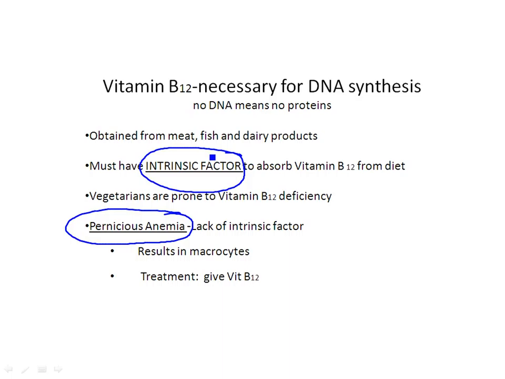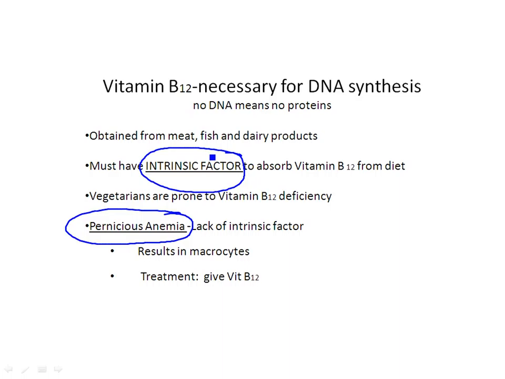And you say, oh, okay, well, how would we treat that? Well, we'll just take more vitamin B12. No, that's not going to work because you still can't absorb it. You've got to bypass that absorption route. And so what you do for the treatment of people with pernicious anemia is you give them vitamin B12 shots. Then it goes right into the bloodstream. You don't have to absorb it through the gastric mucosa. You don't need that intrinsic factor, and you can kind of bypass that route.